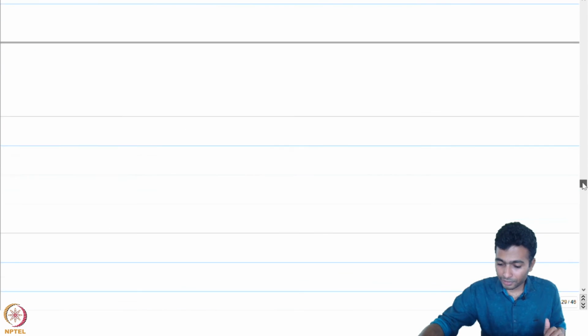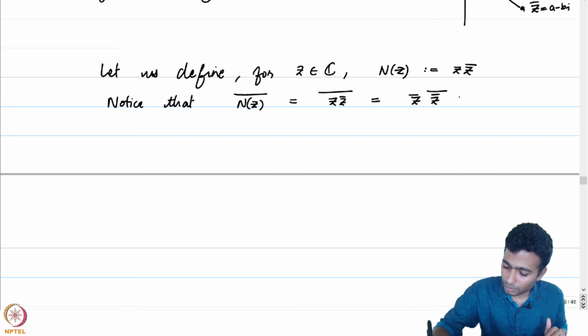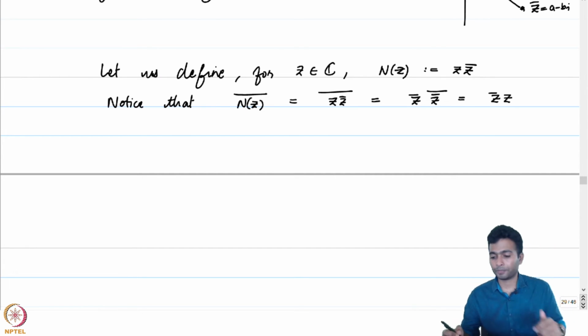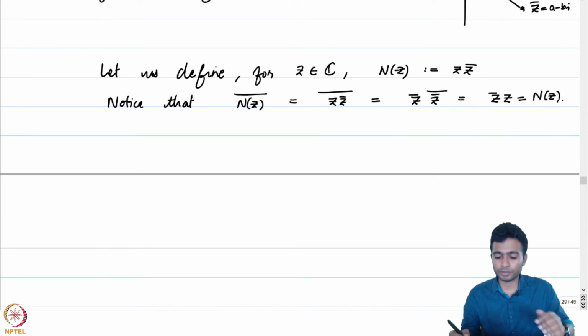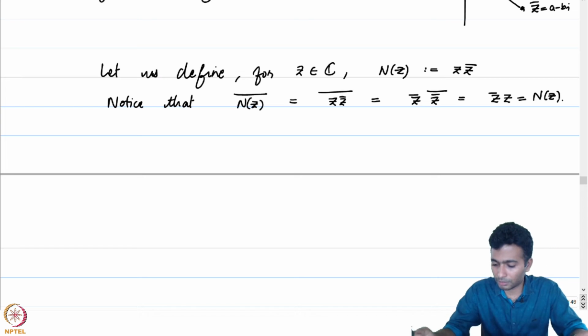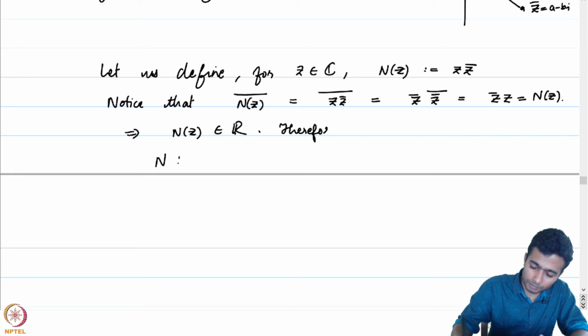And with that observation, let's see what happens to our n of z bar. This will just turn out to be equal to z bar times z, which is the same as n of z. Then we just observed a few minutes back that a complex number is equal to its conjugate if and only if it's a real number. This implies that n of z belongs to R, and therefore n is a map from C into R.